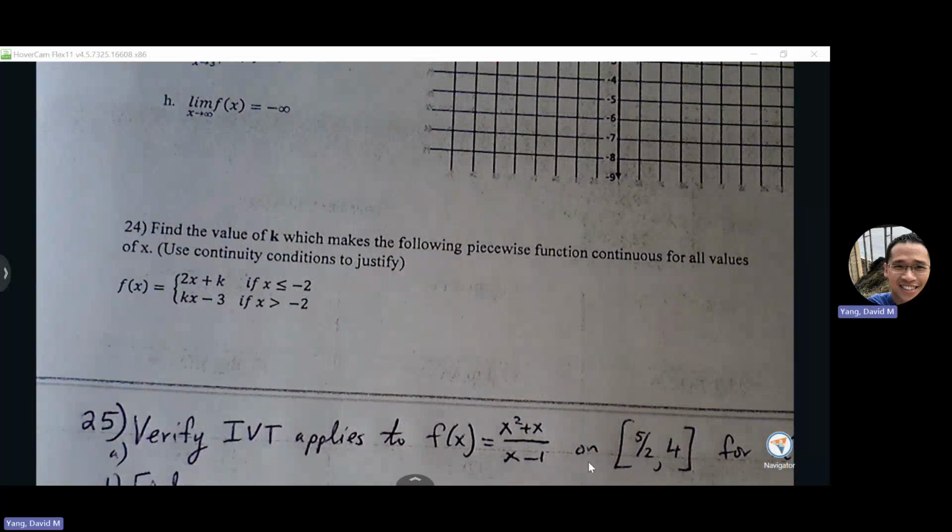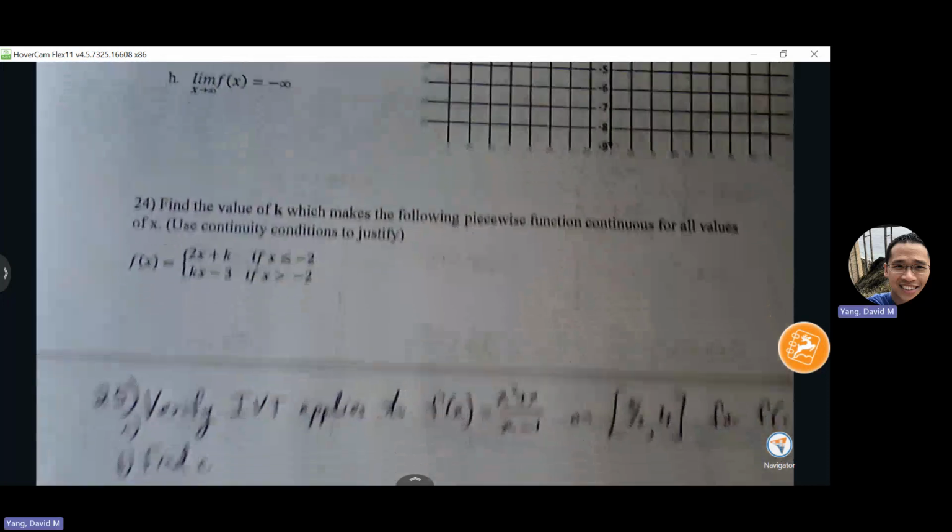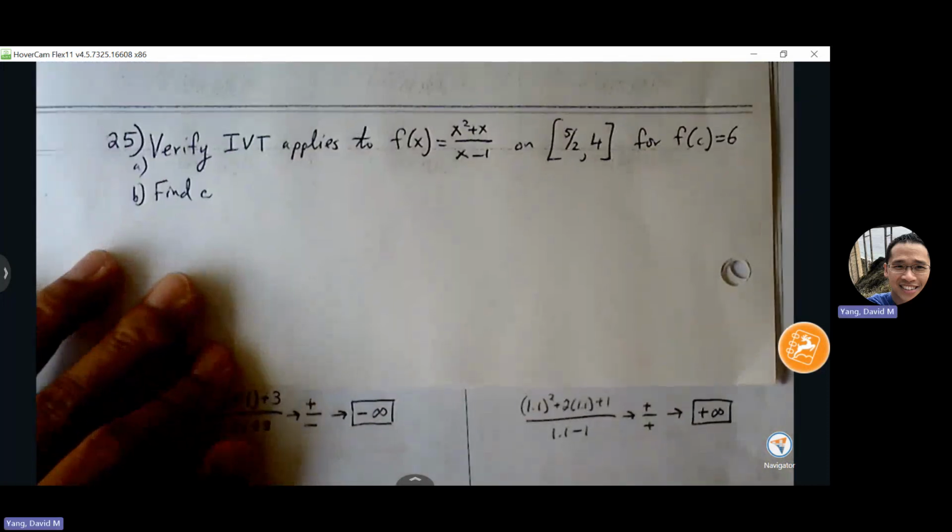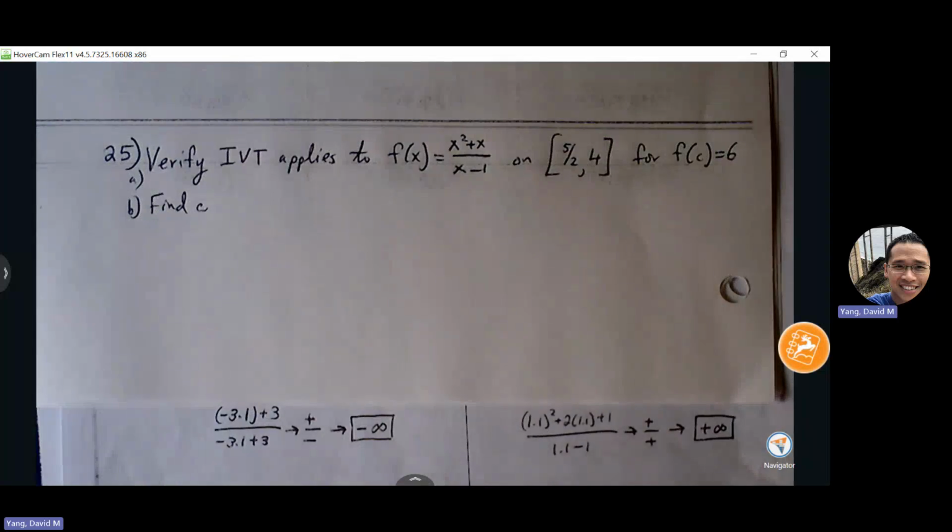There's one thing that I left off of your test review. We'll make sure that we go over it today, but I want you guys to copy this down. Here we go. So this is number 25. I've got to put this on your sheet here. This is verifying IVT, intermediate value theorem.